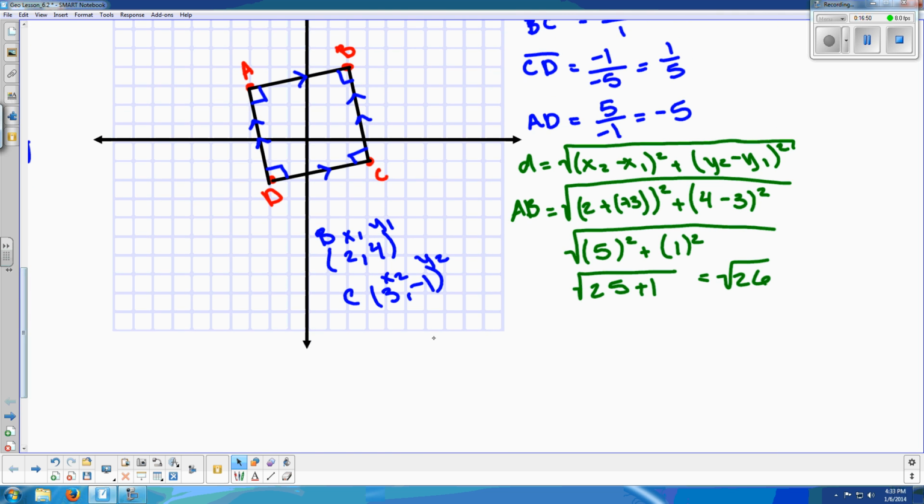Okay, so we have our distance, and we are doing our distance for segment BC, and we are hoping that it's the same so we can say that this is a square. So we have BC equals the square root of x2 minus x1. So we have 3 minus 2 squared plus y2 minus y1. So we have negative 1 minus 4 squared.